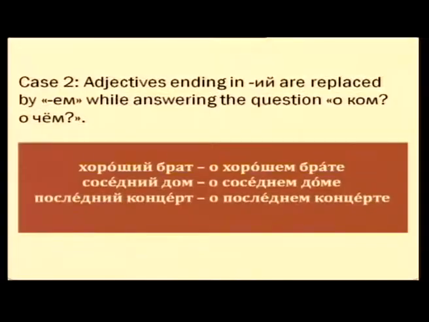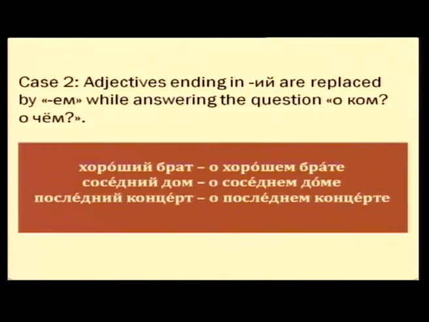Accordingly, you can also use these expressions in your own day-to-day communication in Russian. Now, let us go to the next slide and understand how to use these adjectives in the context of о чём and о ком, and pay attention to the changes in their endings. Here, such adjectives which end with -ий will be changed into -ем whenever they are used with о ком. Хороший брат, соседний дом, последний концерт. Хороший брат will be used with о ком. It will be changing into о хорошем брате.